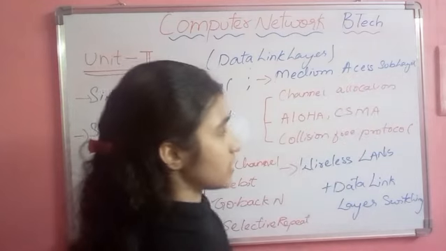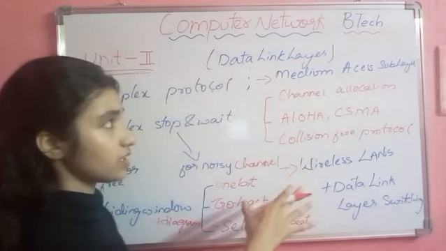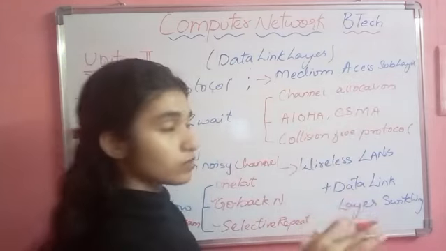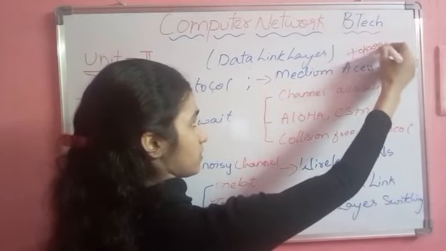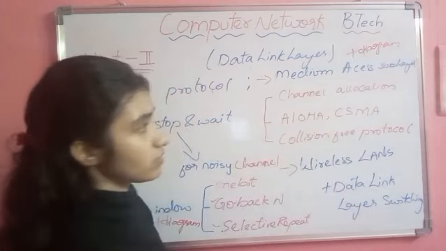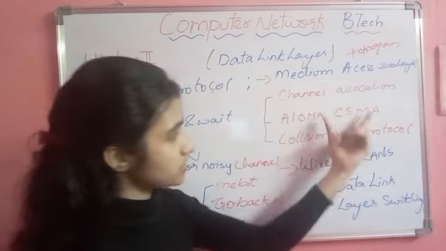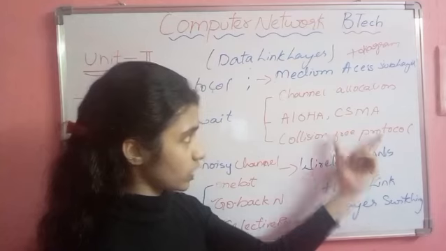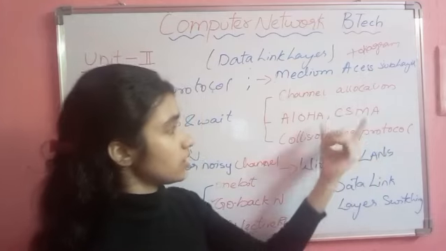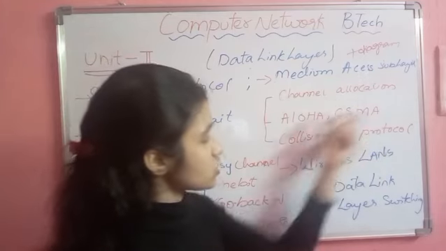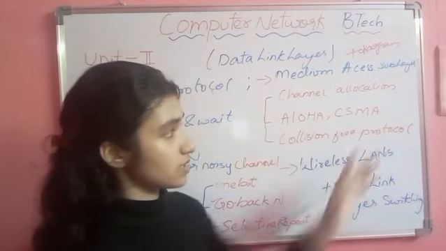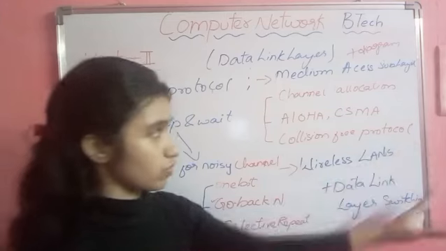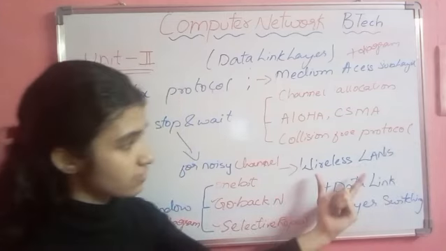Medium access sublayer. This is also very important. Whenever you prepare this, you have to prepare it with the diagram as well. Okay. These are the topics that you have to make sure you know in medium access sublayer. Okay. Channel allocation, Aloha, CSMA, which is carrier sense multiple access, and collision-free protocol. Okay. Next is wireless LAN.